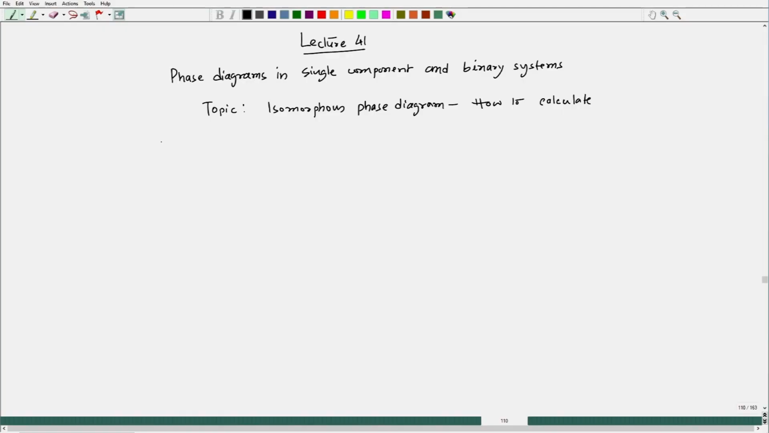Now, in today's lecture, as well as another lecture we will take, we will try to find out equations. By solving those equations with basic thermodynamic data, we can get the isomorphous phase diagram for a binary system. So, we will try to show that part today. Now, if we try to look at what we have done till now, it is basically we have drawn the isomorphous phase diagram.